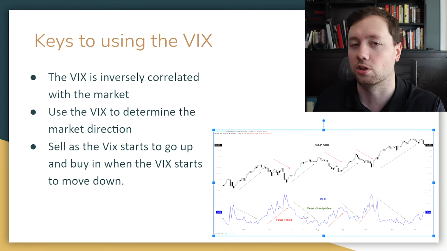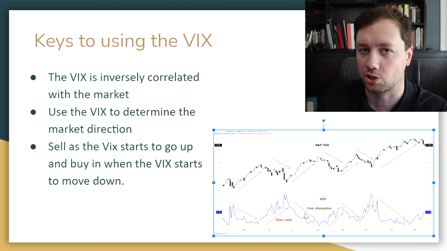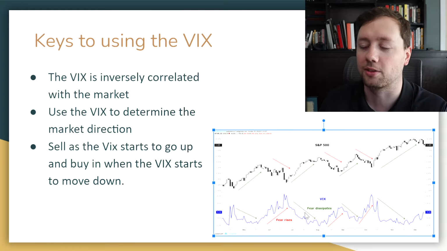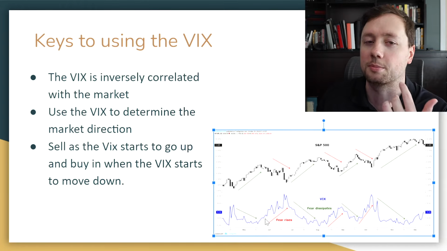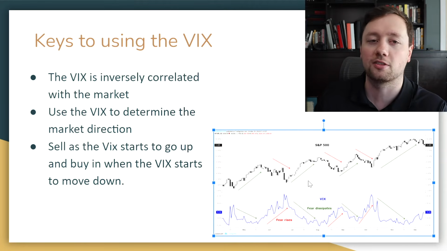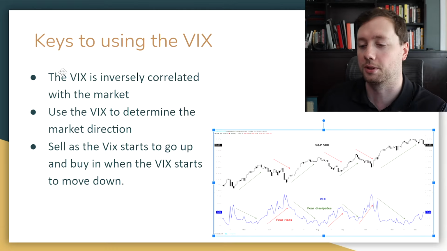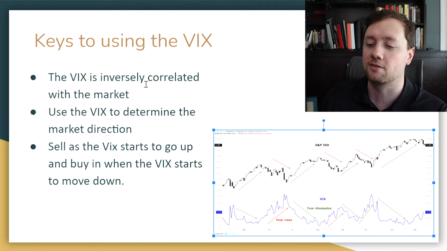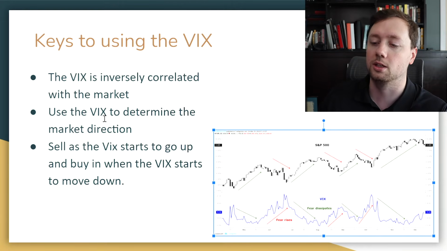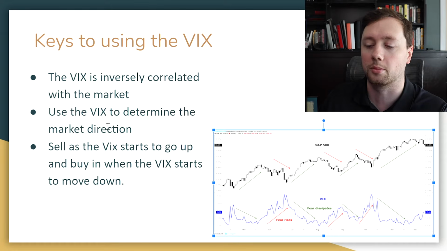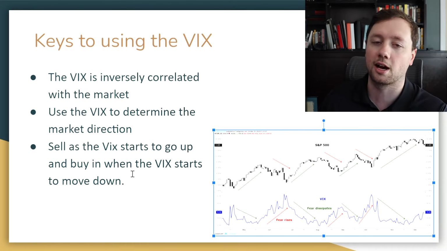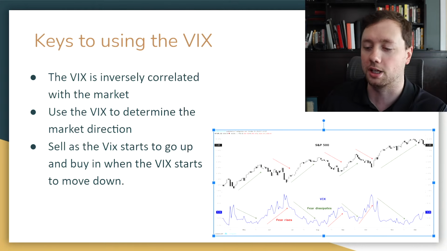The S&P 500 is based on over 500 different stocks. So what's really nice about this is that they give us sort of the same indications, and we can use the VIX to try and understand what is about to happen in the S&P 500 or in the markets in general. Because the VIX, like I said, is inversely correlated with the market, so we use the VIX to determine the direction of the market, and we sell as the VIX starts to go up, and we buy in when the VIX starts to move down. That would be your best entry and exit points.